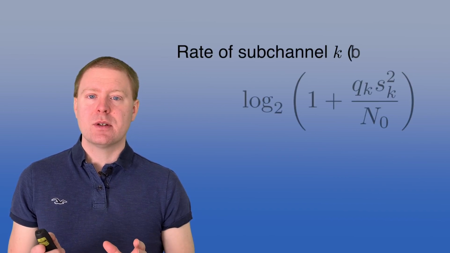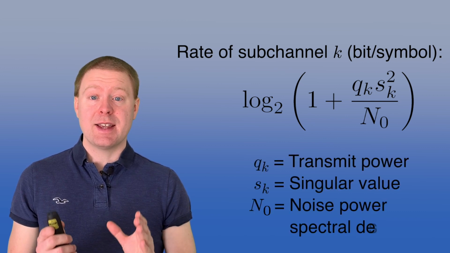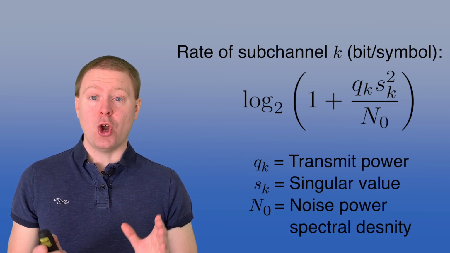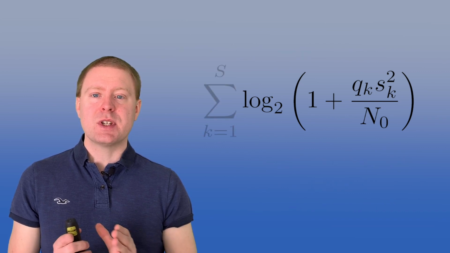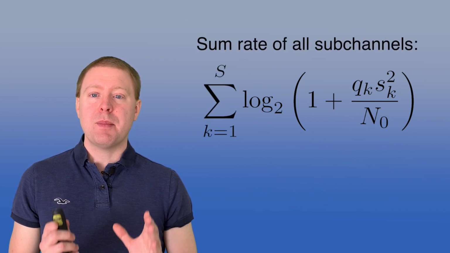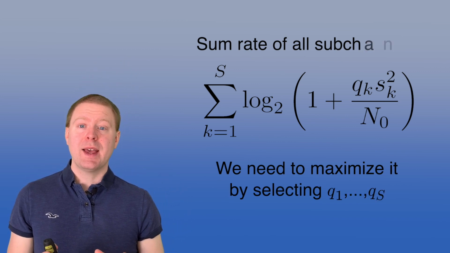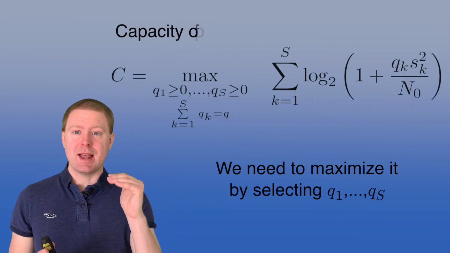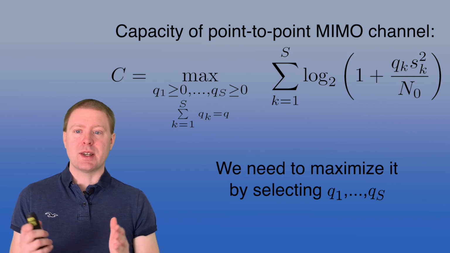So for the kth subchannel, we are getting log 2 of 1 plus qk sk square divided by N0. And now we have capital S parallel channels, so we sum it up. And what remains is to figure out how we should take our total transmit power Q and divide it between the S parallel channels. So we have Q1 to Q capital S, where we need to make sure that the sum of them is equal to Q.